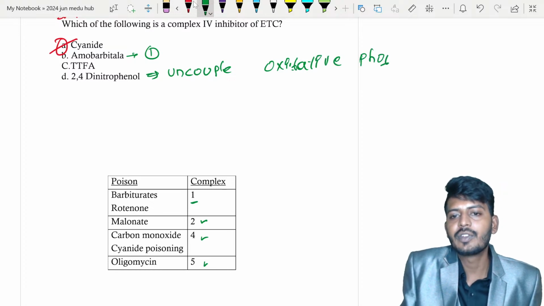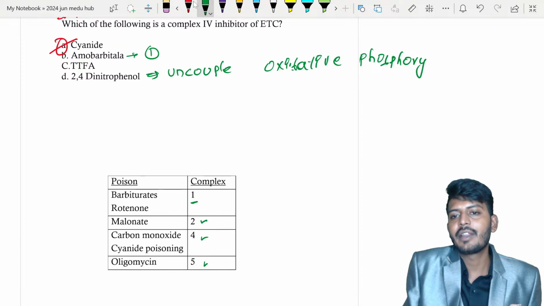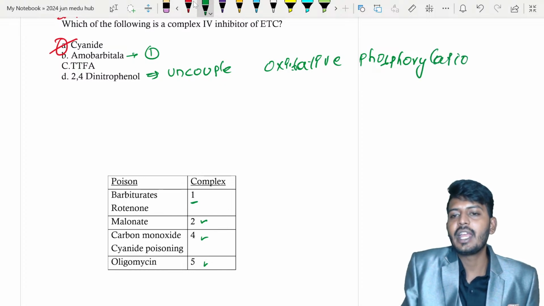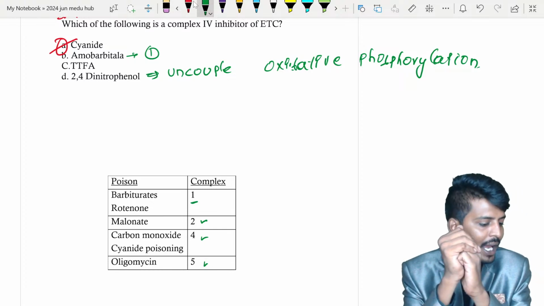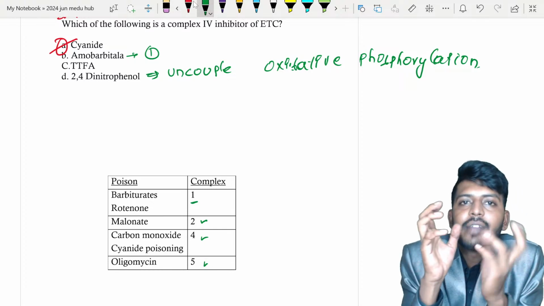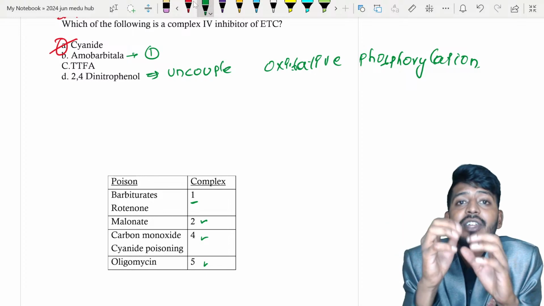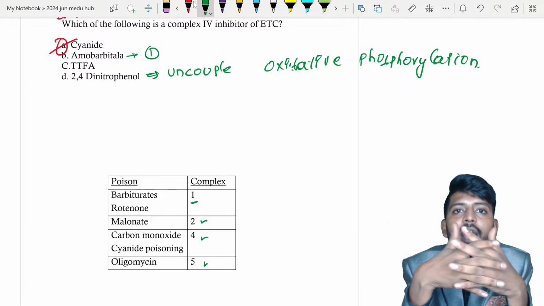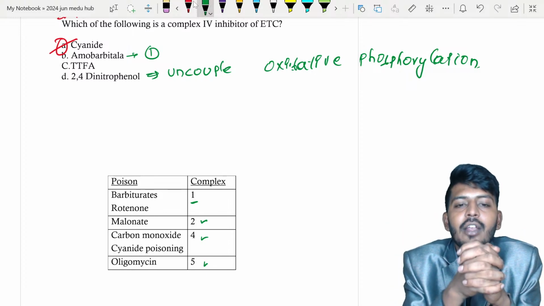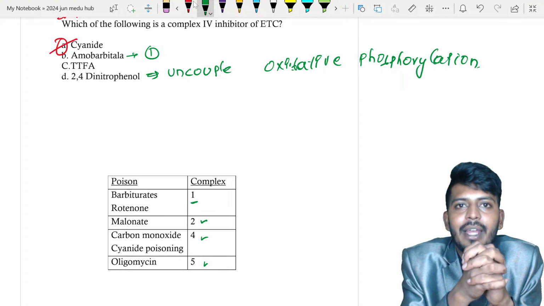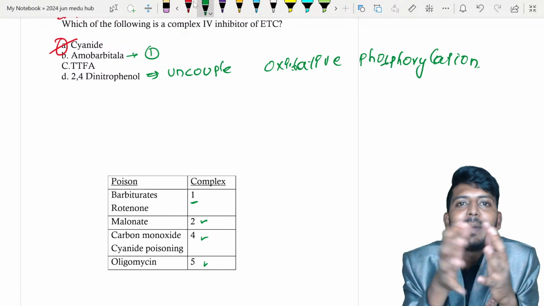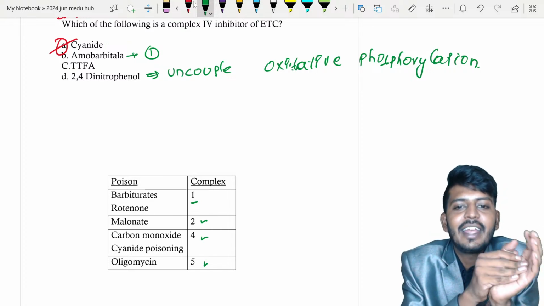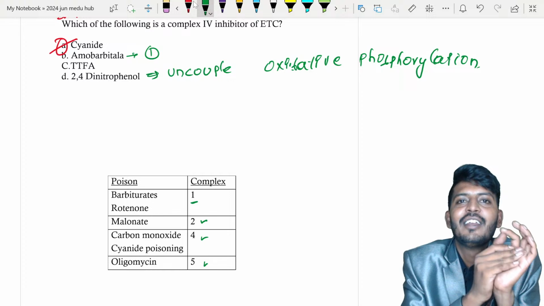Remember, in the electron transport chain two reactions occur. One is oxidation, one is phosphorylation, then ATP will be produced. That means these two are coupled together. If two people are deeply in love with each other, automatically what comes? There is someone who comes in between.